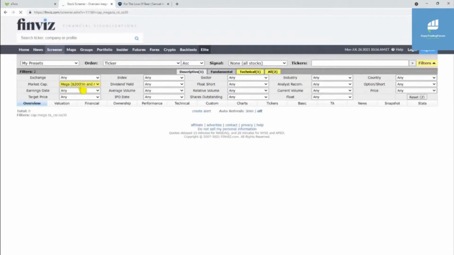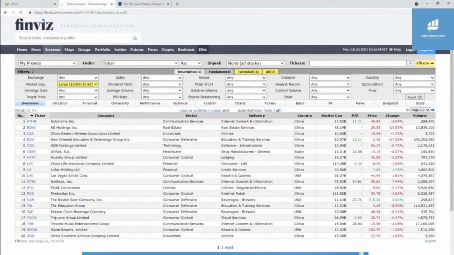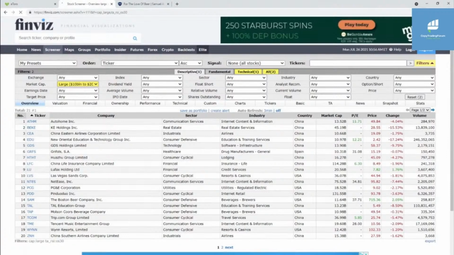So I go to descriptive again, and then I go to large. So I only invest in large and mega capital stocks. And then I want to filter them by the lowest RSI to the highest. So I click on RSI 14 there, and that will sort them from the lowest to the highest.